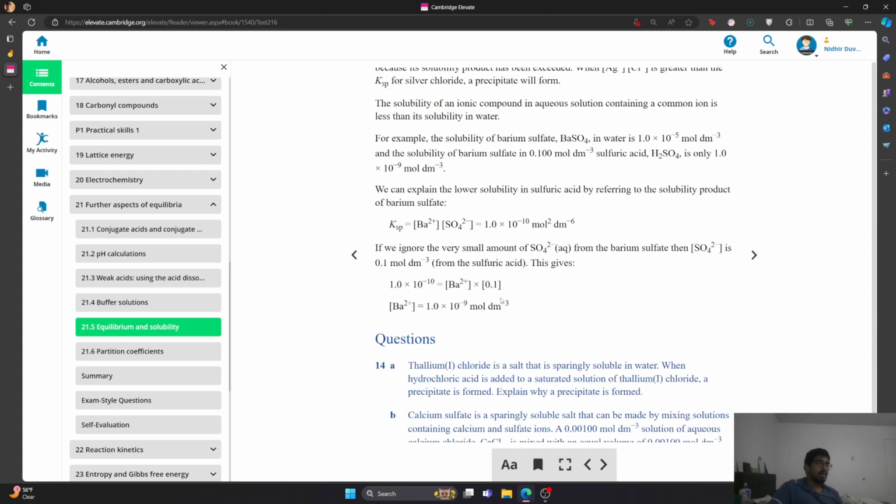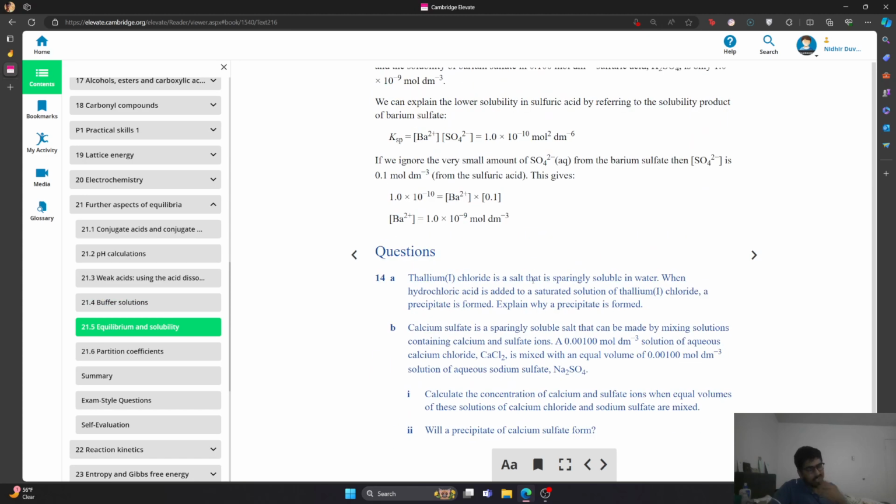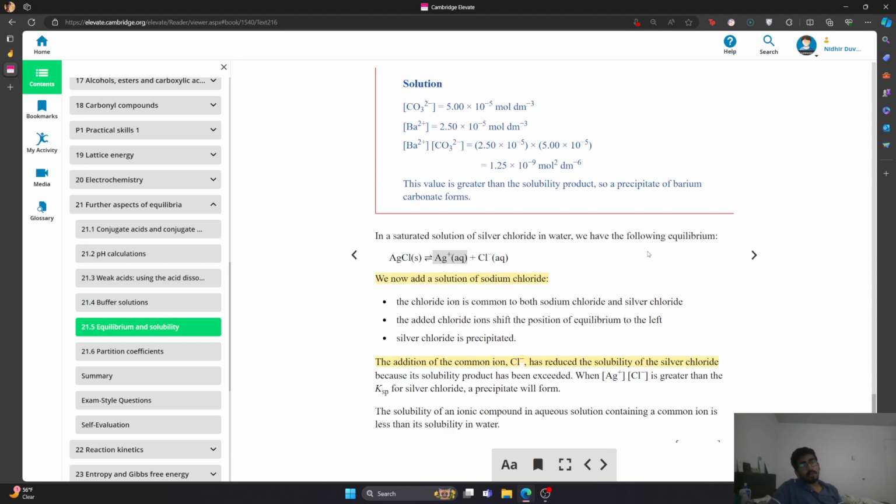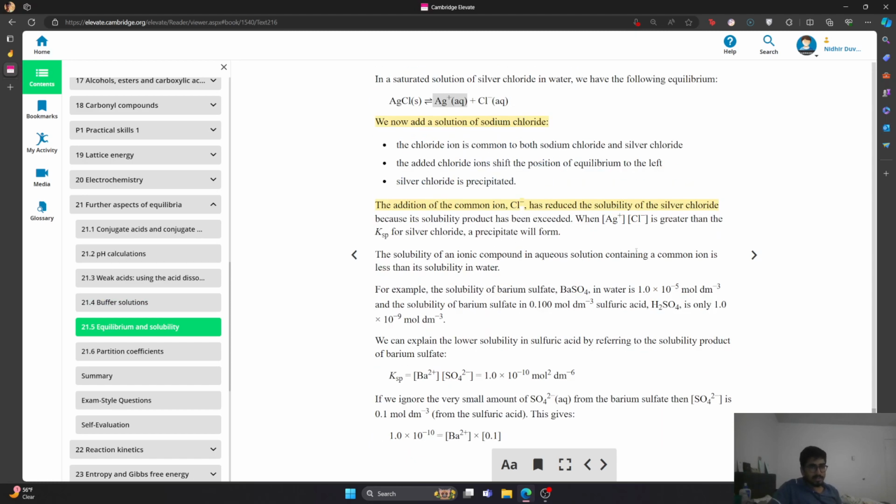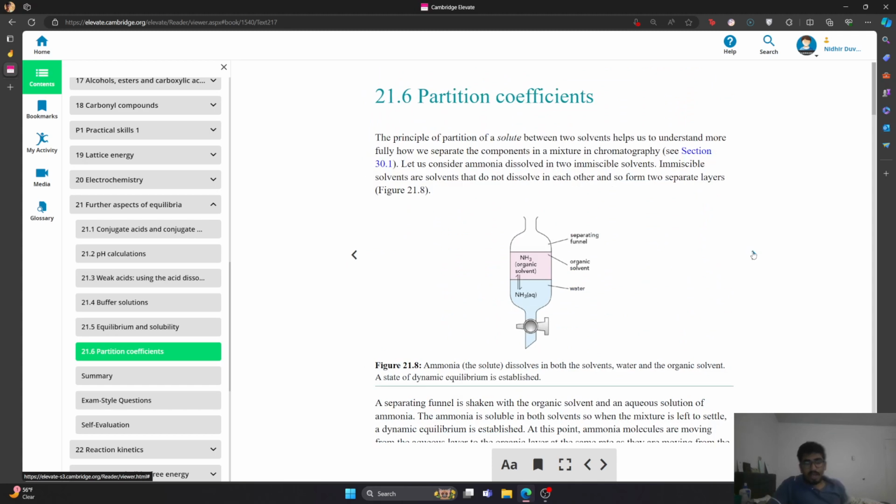This is a very useful technique. So two useful techniques we understood today: one is the common ion effect and one is buffer solutions. In chemistry, we need to understand these core ideas on which they do experiments, so make sure you naturalize these things. And the last thing we need to understand in this chapter is called partition coefficient.